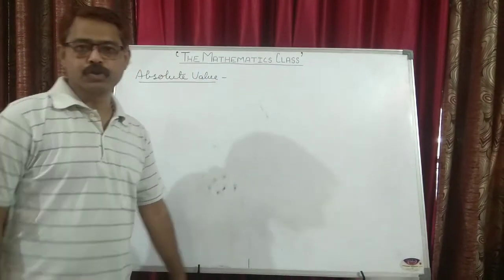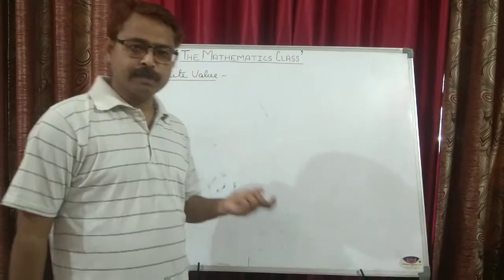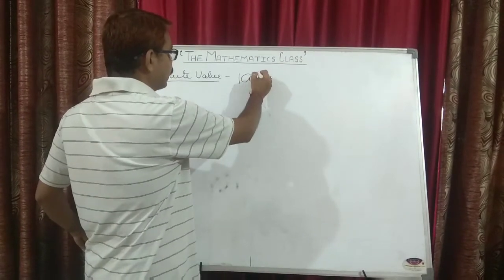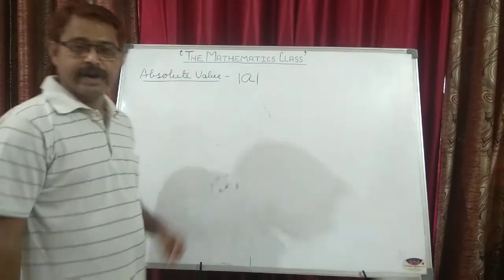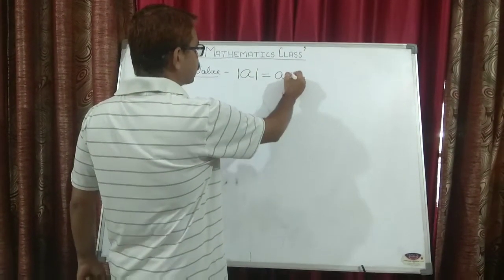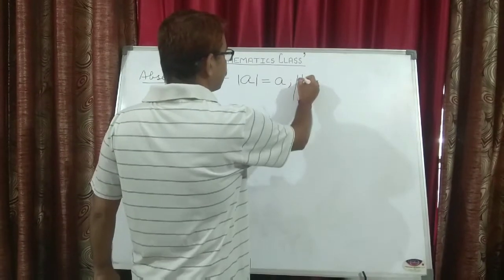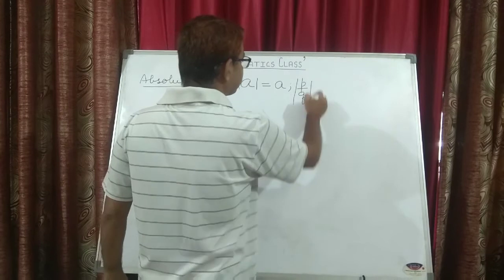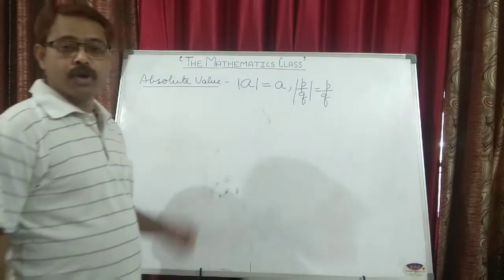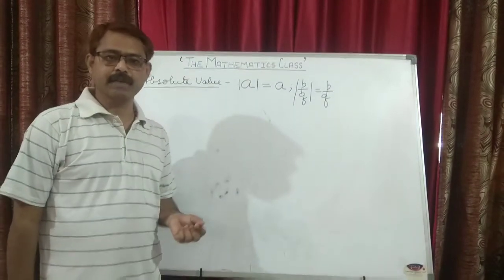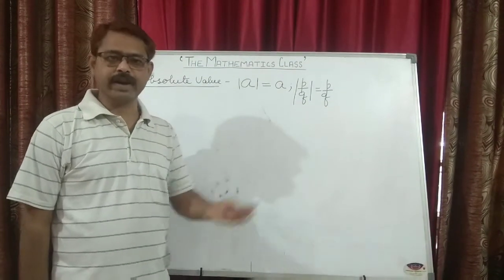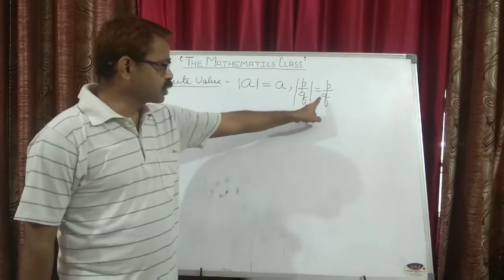What is the meaning of absolute value? Any rational number is always written in mod. Whenever any rational number is written in mod, it means it is equal to a positive rational number, irrespective of its sign. Means the modulus or absolute value of any rational number is always positive. Whatever value it has, positive or negative, it will always come out as a positive rational number.